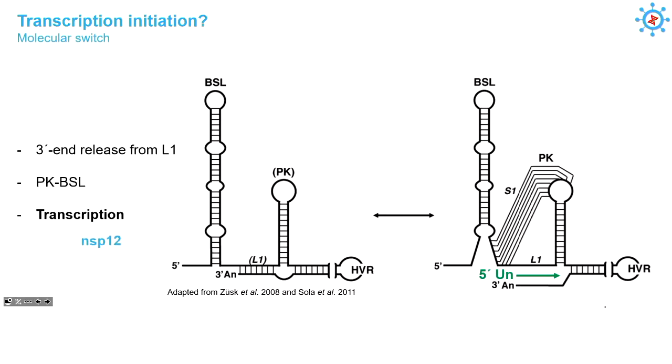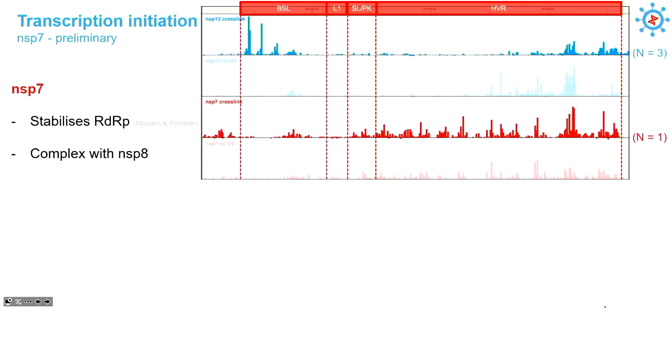So obviously for this we need an NSP12, and I've showed you that an NSP12 is here, but we also need other accessory proteins, so an NSP7, 8, and 9. So this is quite preliminary, so take this with a huge pinch of salt.